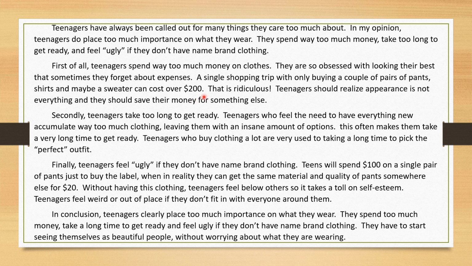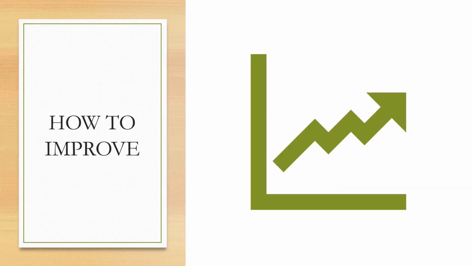So this sentence here is much better than saying clothing costs a lot of money. That's a generic statement. What they've done is they've said a couple pairs of pants, shirts, and maybe a sweater can cost over $200. So when you're giving your examples and your proof, please make sure that you're giving very specific details. So once again, do not be generic, be specific. This example that I just showed you is a standard response. What that would get you would be the equivalent of a level 3.